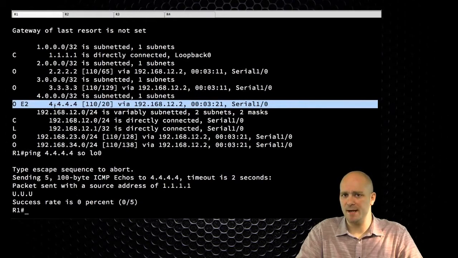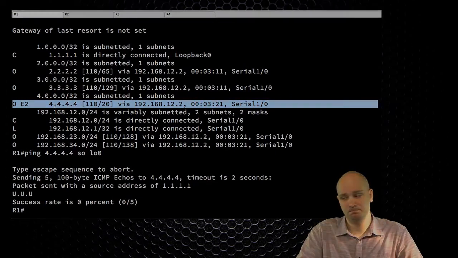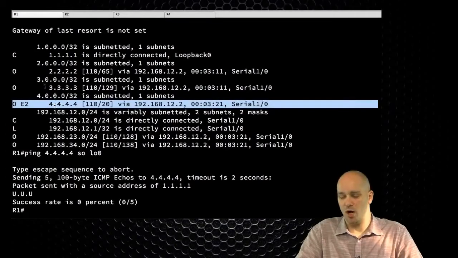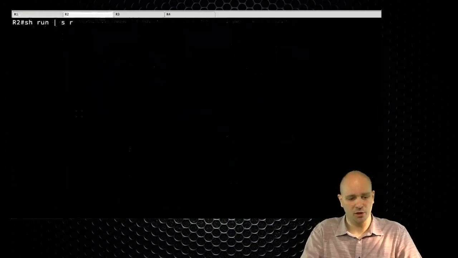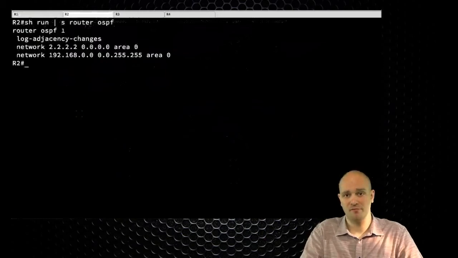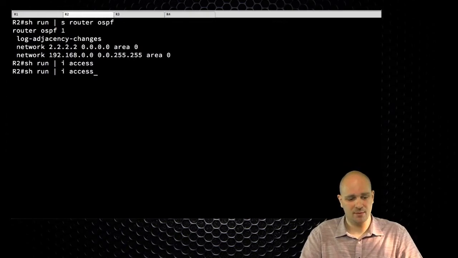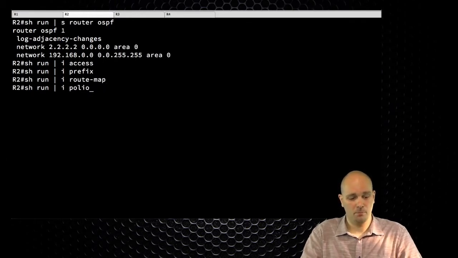Any thoughts? Anyone has an idea what the problem could be here? If you do have an idea, write it in chat. Filter list on R2. Okay, that's very good. Now, filter lists would be configured in an OSPF process. So here is the OSPF process. It doesn't have any filter lists configured. And if I do show run include access list, I'm getting nothing. If I do show run include prefix lists, I'm getting nothing. If I do it for route maps or policy maps, anything that can remotely do any filtering on R2, nothing's there.